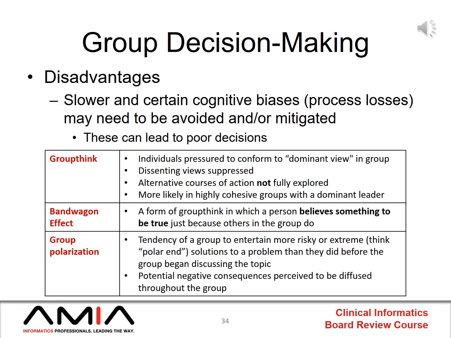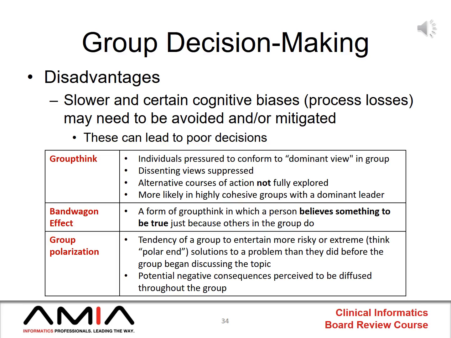These cognitive biases can lead to poorer decisions made by the group than if an individual person was making the decision, and you're really losing the benefit of having the diversity and different opinions and experiences of members in the group when these cognitive biases are allowed to continue.